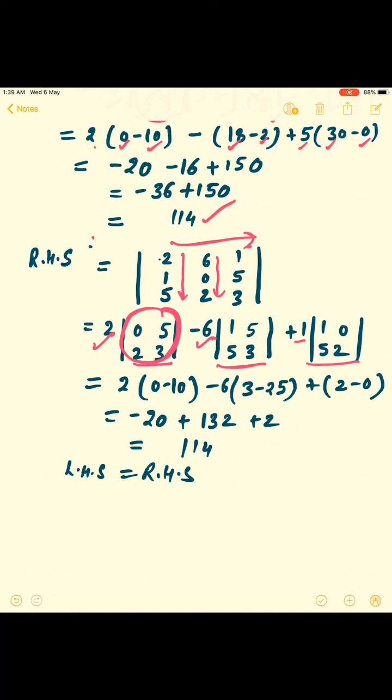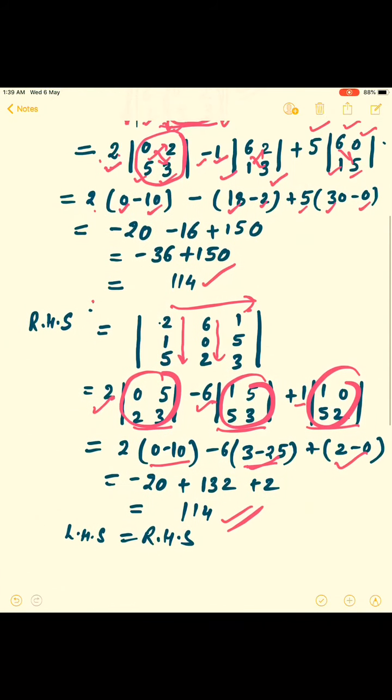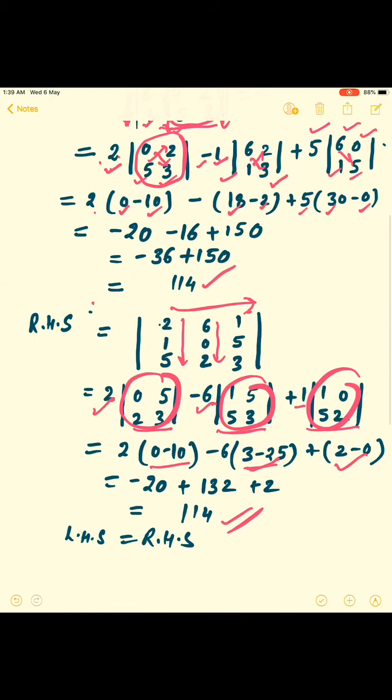Now again I am solving this determinant and I am getting this, here I am getting this. Now on simplification again this is coming 114. So you see the left hand side and right hand side both are equal, 114 and 114. It means our left hand side and right hand side are equal.